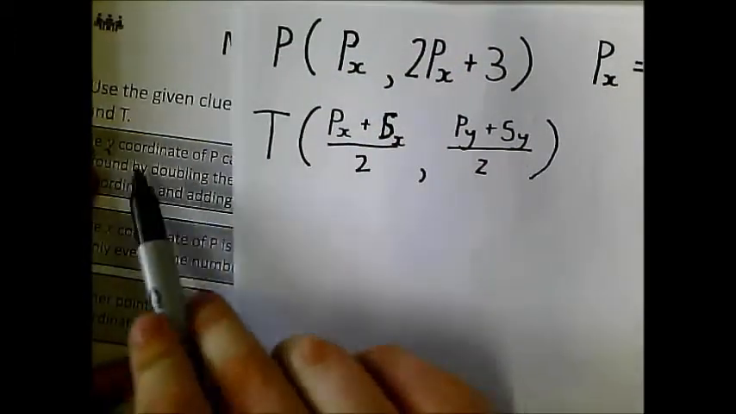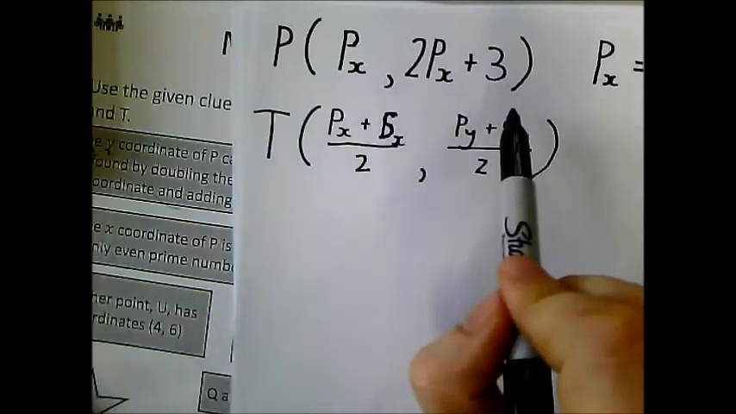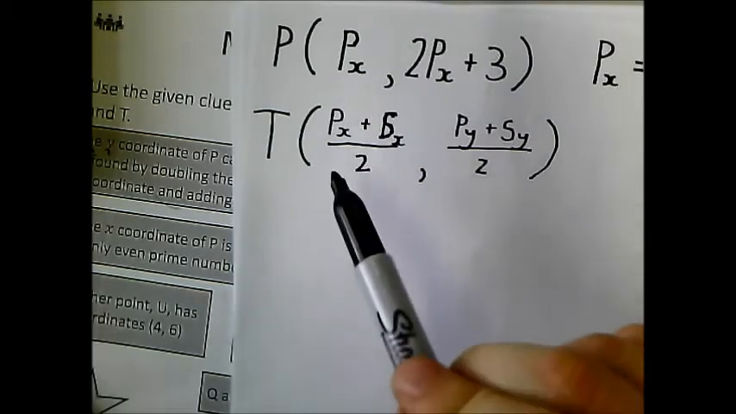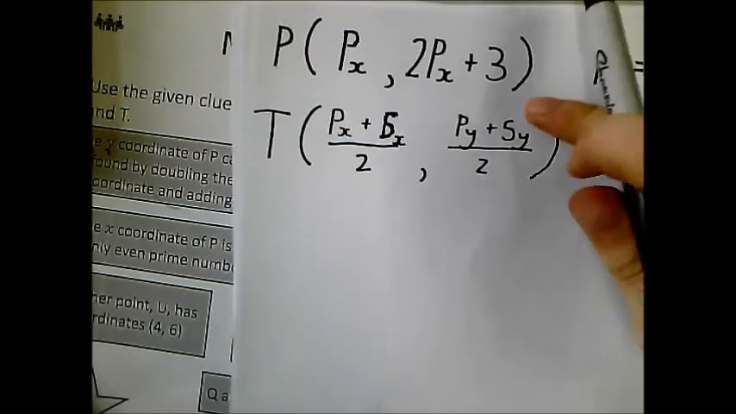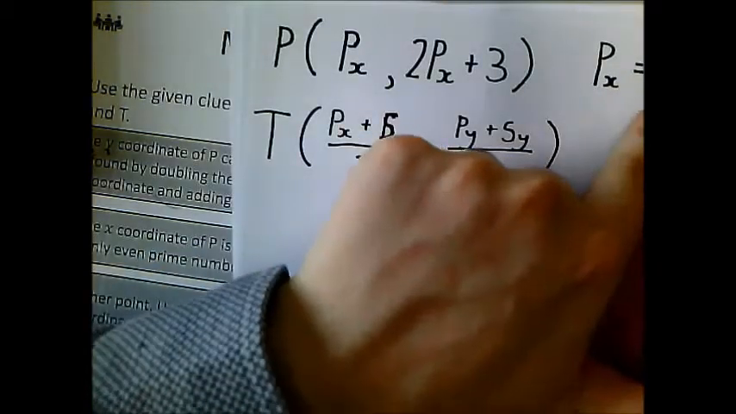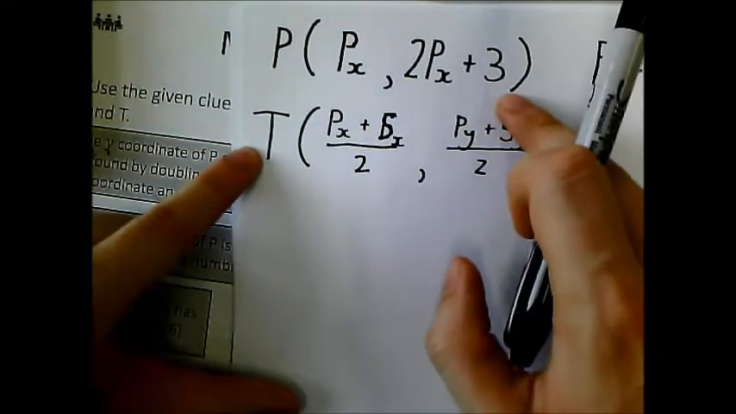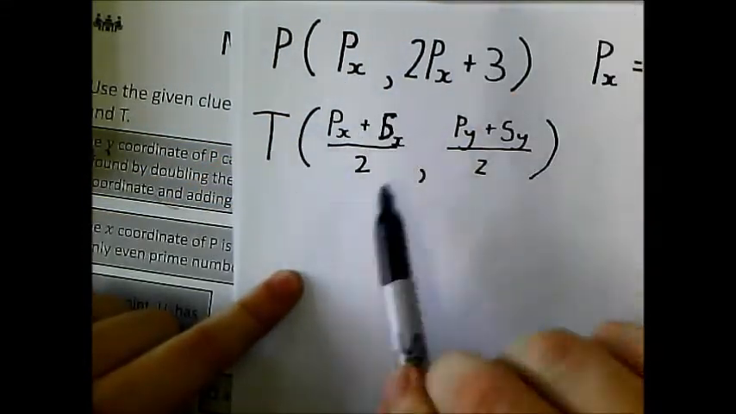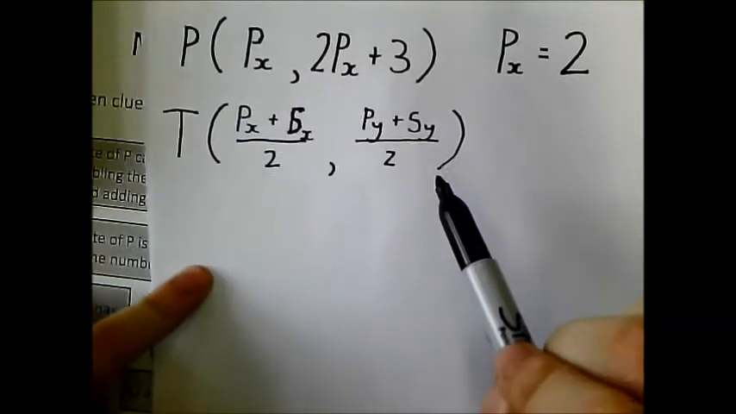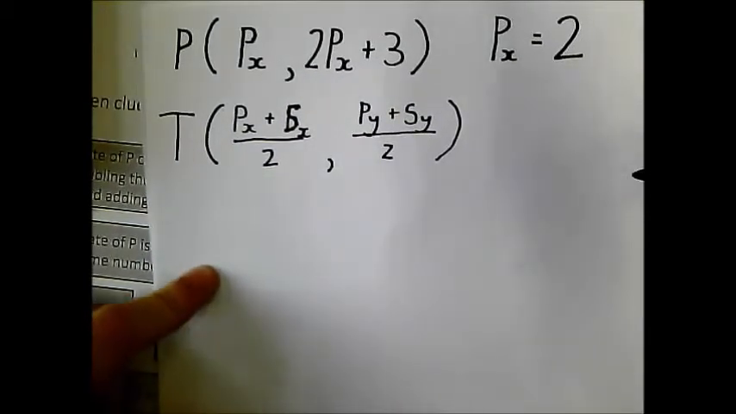I've converted my clues into algebraic expressions. Here I'm given a clue of one of my values, so I can substitute this into there, and I can substitute this into here and work out the P coordinate. And I can start to do the same for the T coordinate as well. So this might be a good time to give it a go for yourself and then check your answers afterwards.